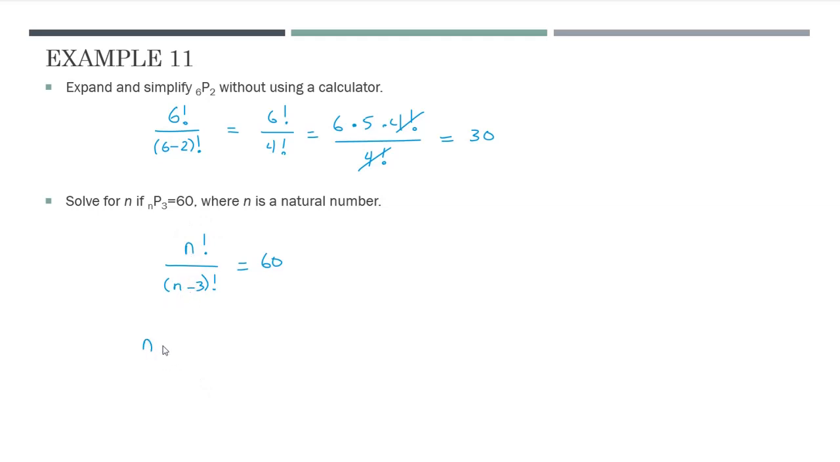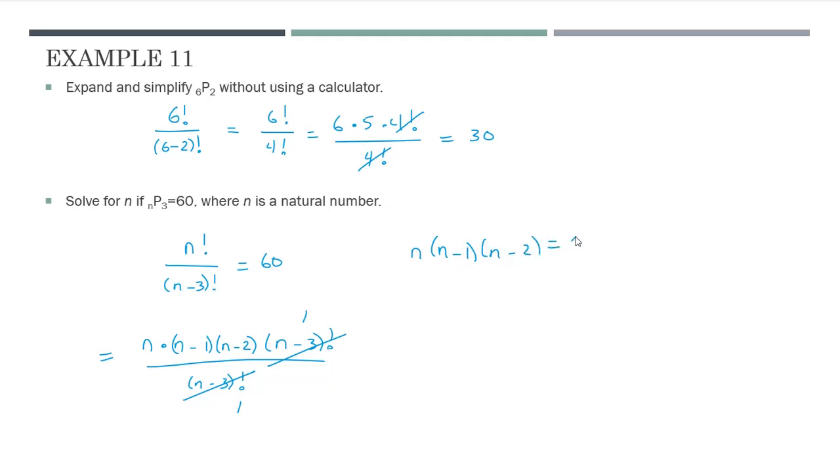So it's going to be n times n minus 1 times n minus 2 and then times n minus 3 factorial, all over n minus 3 factorial. So now we can cancel out those, just leaving us with n times n minus 1 times n minus 2 equals 60.